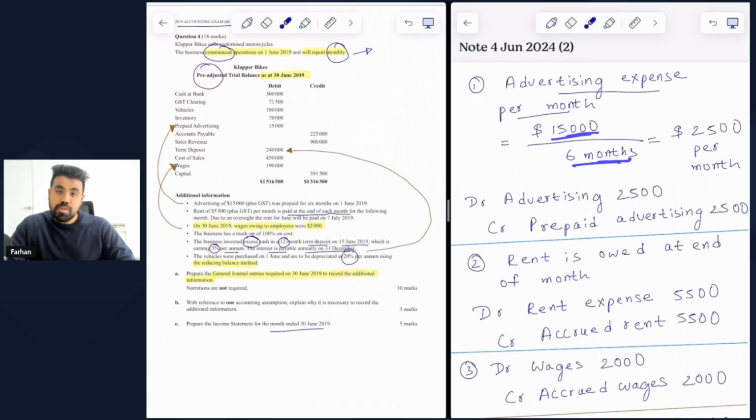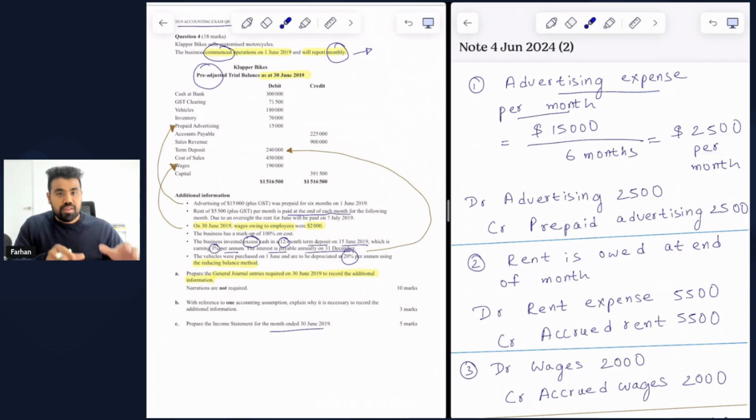Because the question explicitly mentions that the prepaid advertising that we have been provided relates to 6 months of advertising and was paid on 1 June 2019. We are expensing 1 month because 1 month has passed from 1 June 2019 until 30 June 2019. So $15,000 divided by 6 months gives us $2,500 per month, which is the amount that we need to expense for the financial year ending 30 June 2019. Actually, for the month ending 30 June 2019.